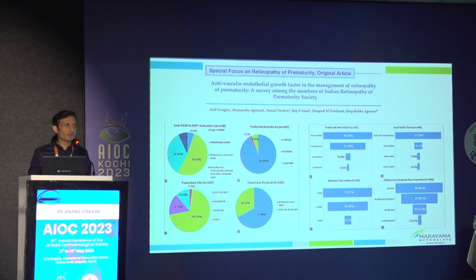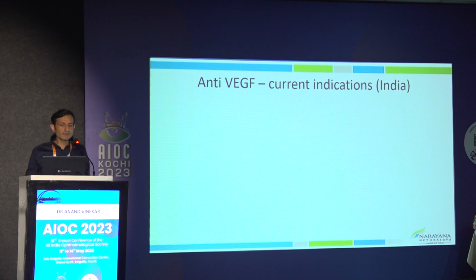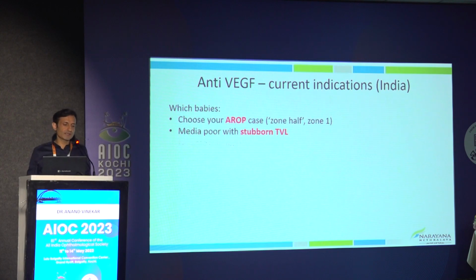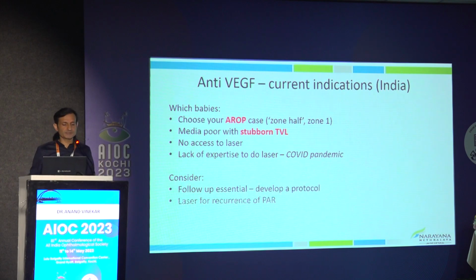Now, I'm going to actually present just 3 main publications that came out through the society. This one was led by Anil, was published a couple of years back, where we looked at the survey of the IROP members to see what is the preference, what kind of anesthesia, which drug, how often are we doing bilateral same time, and so on. So I think the current indications as far as they go, to summarize from the survey itself, and then some recommendations that were made, not on behalf of the society, but from the recommendations itself.